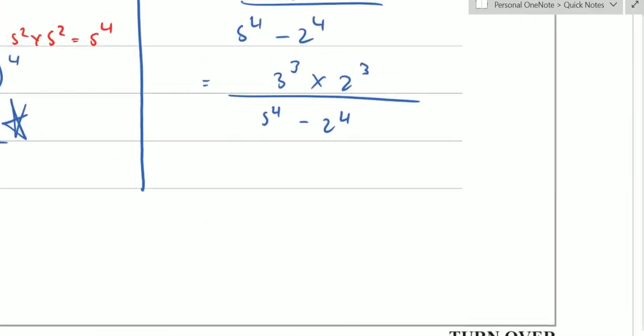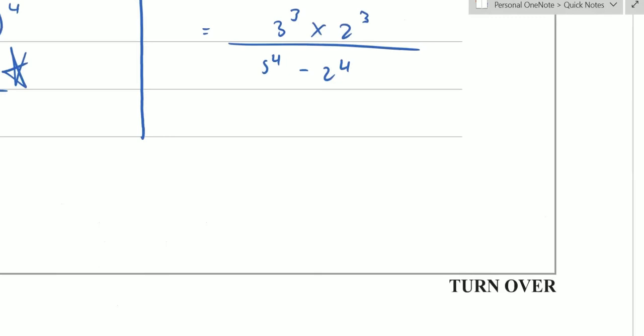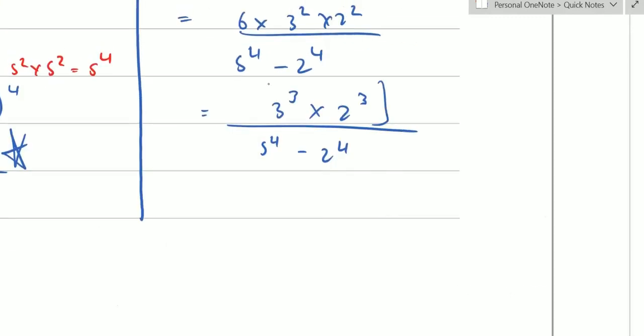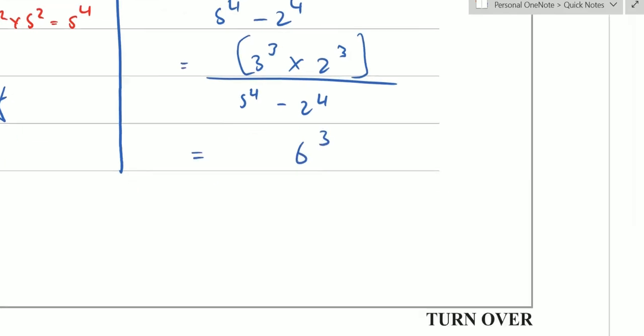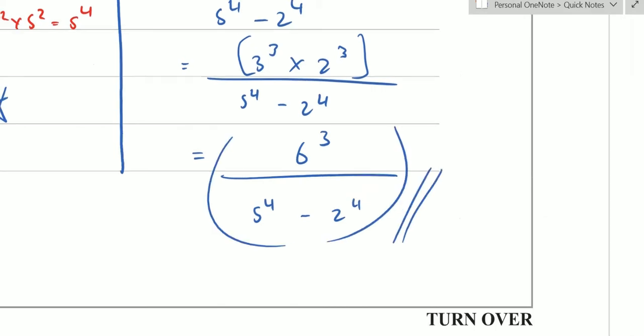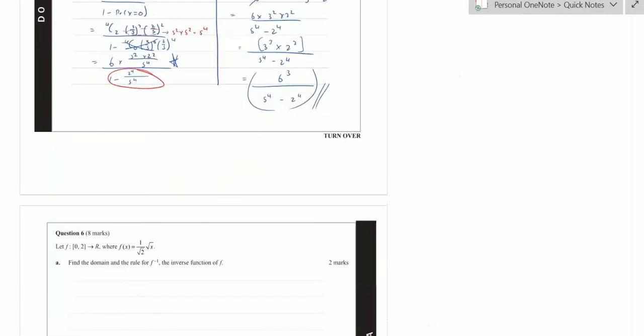We need a single term on the numerator, and we know we can easily rewrite this as 6 to the power 3. So we know the answer is 6 to the power 3 over 5 to the power 4 minus 2 to the power 4. And that's our answer. It's in the correct form and it meets all of the requirements. So, yep, that's it.